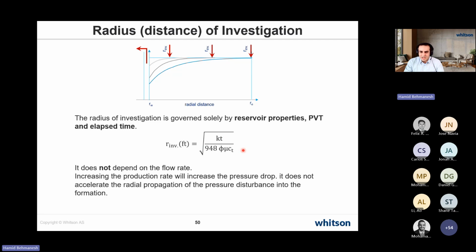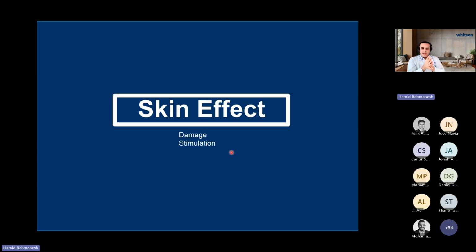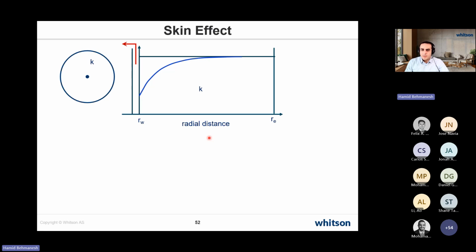It's a little bit counterintuitive, but at least from the radius of investigation formulation, there is no rate here. The speed at which the pressure propagates in the reservoir is only a function of permeability and porosity and some PVT properties. And a critical element to PTA is also the skin effect. If we are dealing with any PTA data, in any build-up data, we need to deal with the skin effect as well. In terms of the skin effect, we talk about damage and stimulation. I shortlisted some reasons why damage can take place, and with stimulation as well.